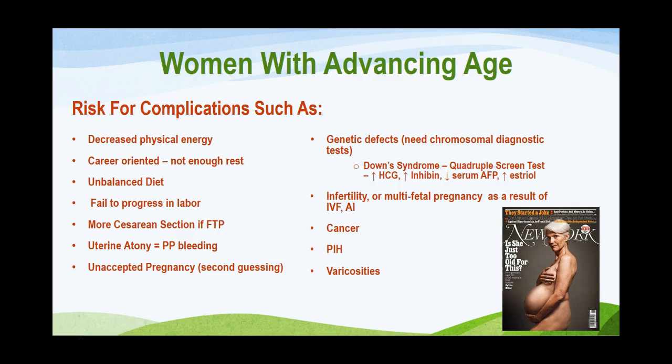These ladies are also at risk for cancers. They are also at risk for pregnancy-induced hypertension. Very young people and older people are really at risk for that pregnancy-induced hypertension, preeclampsia. And varicosities. Think back to that picture when we talked about integumentary changes in women during pregnancy, and think about that picture of varicosities. These people with advancing age that get pregnant are really at risk for those.